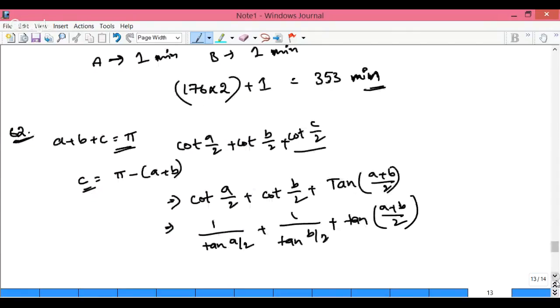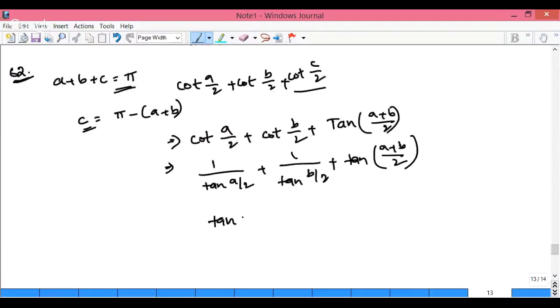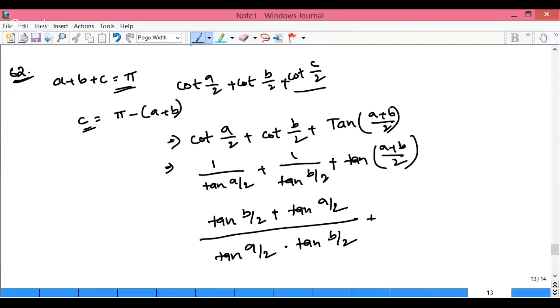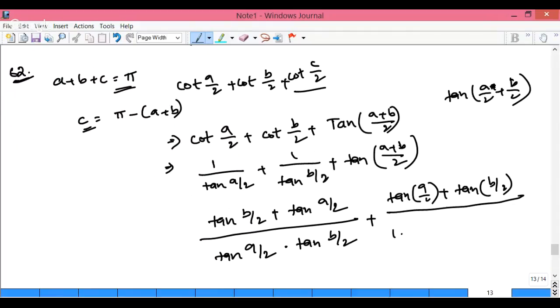When you take the LCM of this, we get tan A by 2 plus tan B by 2 divided by tan A by 2 into tan B by 2, and expand this tan of (A plus B). What is the formula? Tan A plus tan B divided by 1 minus tan A into tan B. That is the formula for tan of A plus B.